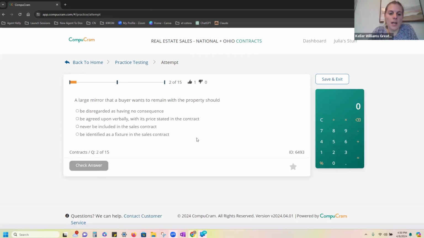All right. Next question. A large mirror that a buyer wants to remain with the property should A, be disregarded as having no consequence. B, be agreed upon verbally with its price stated in the contract. C, never be included in the sales contract. Or D, be identified as a fixture in the sales contract.